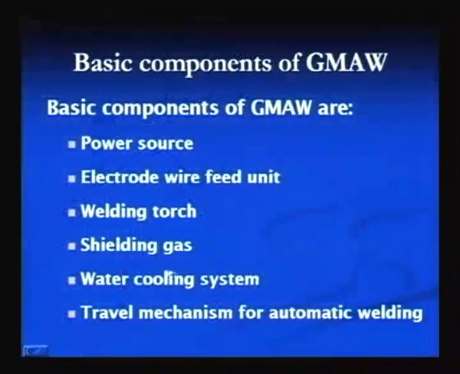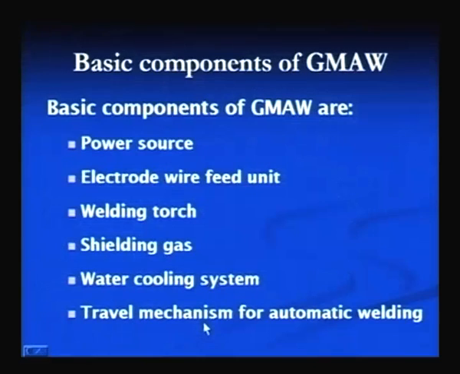And the shielding gas provides the desired protection from the atmospheric contamination. This shielding gas may be helium, may be CO2, or a mixture of different gases. A water cooling system is required to maintain the temperature of the torch within safe limits. So, as per the current rating of the welding torch, there can be a water cooled or air cooled gas metal arc welding system.